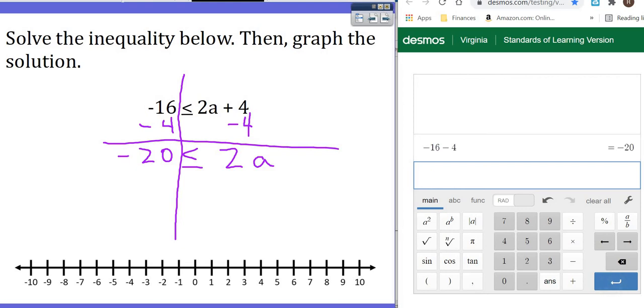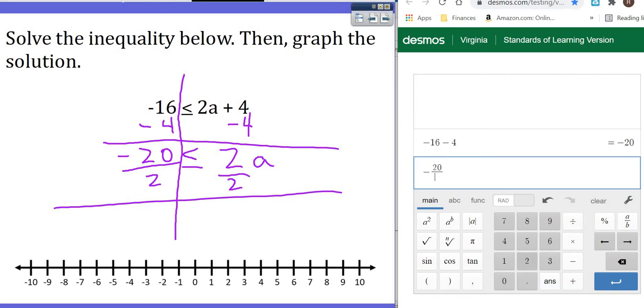2a is multiplication. So how do you undo multiplication? You divide. So we're dividing both sides by 2. So let's start here. Negative 20 divided by 2 is negative 10 less than or equal to a. The reason I didn't flip the inequality there is because I divided by a positive number. If it had been a negative number, then I would have flipped it.